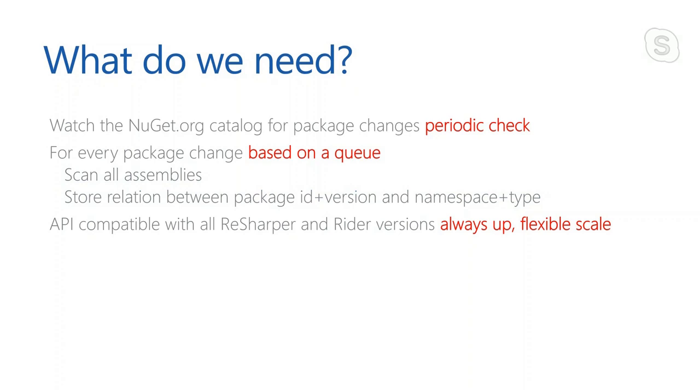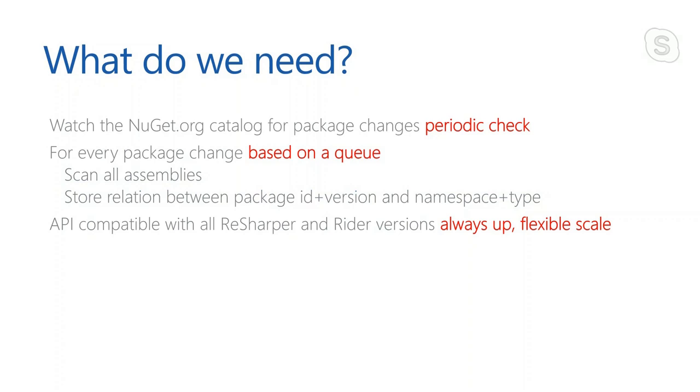So maybe we want to fan that out and have multiple processes running based off a queue so that for every package change, we can run that code as quickly as possible to index that package into our own index that we use in ReSharper and Rider. Of course, that API that we want to build can be anything, could be a web API, could be something that we run in Azure Functions or whatever, doesn't really matter that much, as long as we can serve up some JSON and handle some HTTP requests.